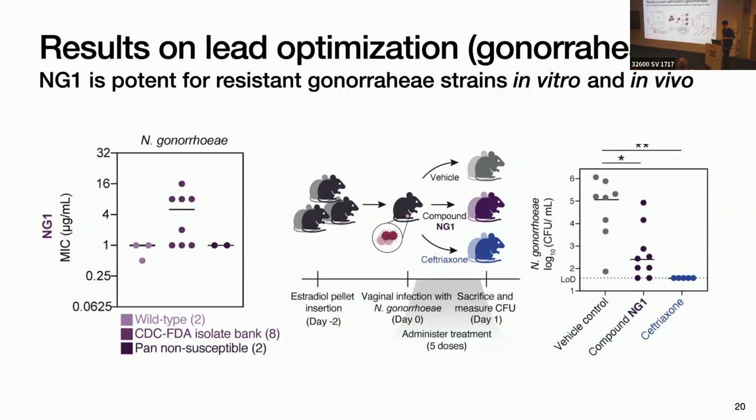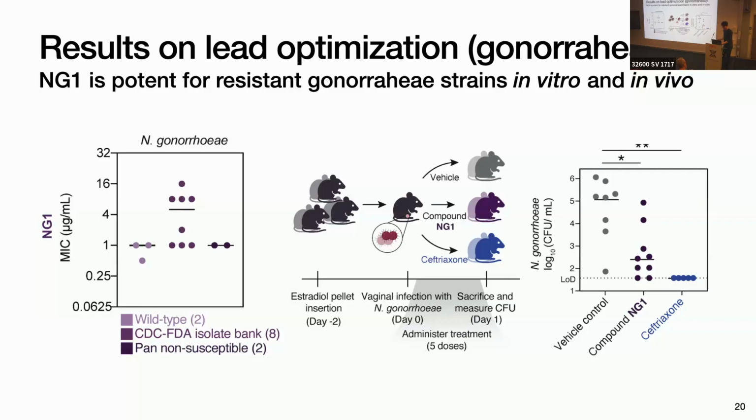We also tested this molecule in mouse models. We infected the mice with gonorrhea, and we had a negative control, which is doing nothing, our compound, and also a positive control, which is the first line antibiotic for gonorrhea. The y-axis is the level of infection, and you can see that the compound we designed can significantly decrease it. This is a log scale, so it reduces the infection by about 100-fold, right?